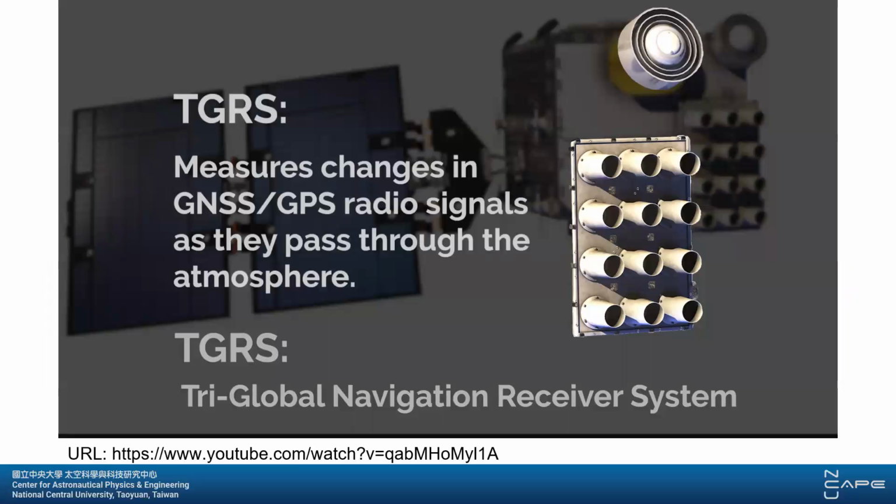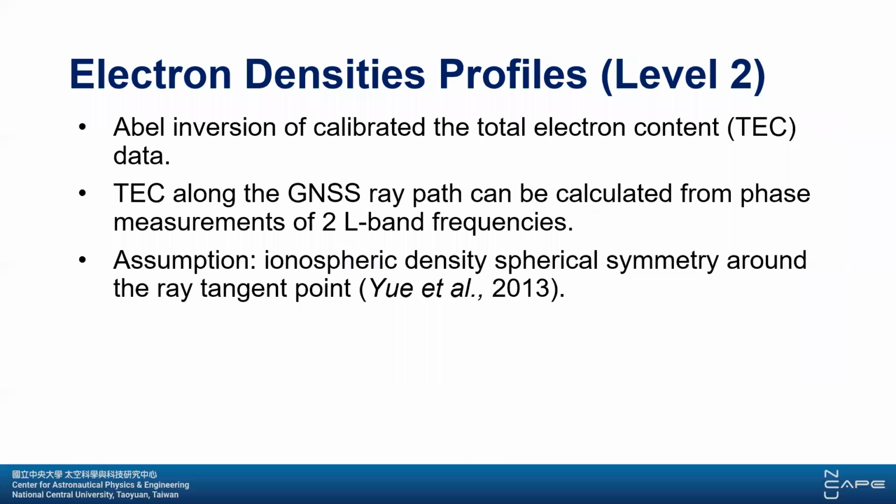For radio occultation, FORMOSAT-7 has TGRS on board. TGRS stands for Tri-GNSS Radio-occultation System. It is for measuring changes in GNSS GPS radio signals as they pass through the atmosphere. So the total electron content can be calibrated by the Abel inversion to obtain the electron density profiles. The assumption is that ionospheric density is spherically symmetric around the ray tangent point.